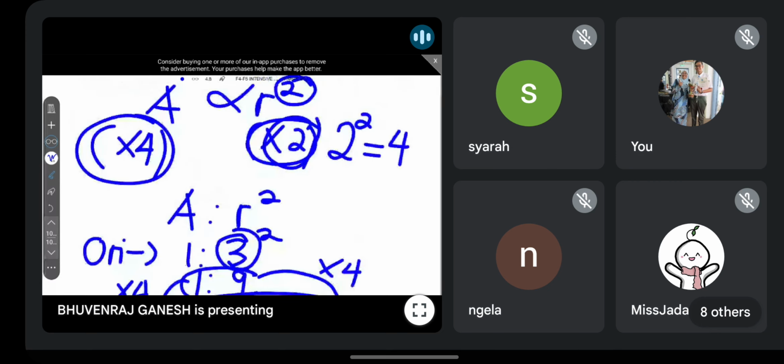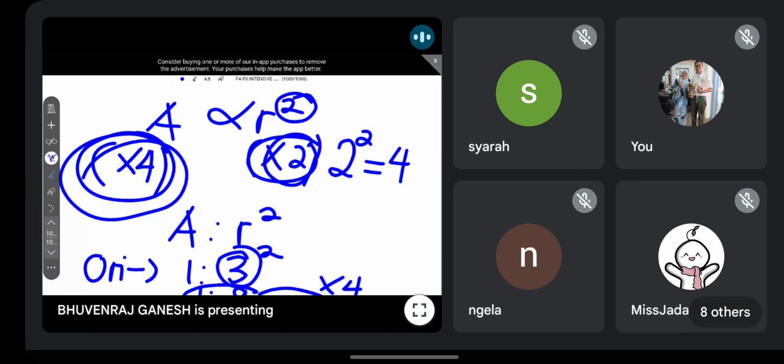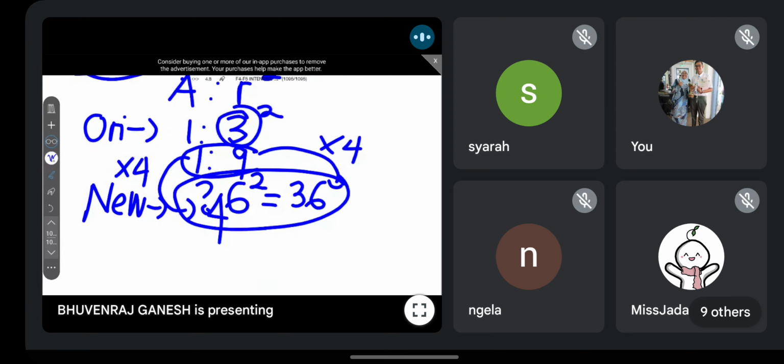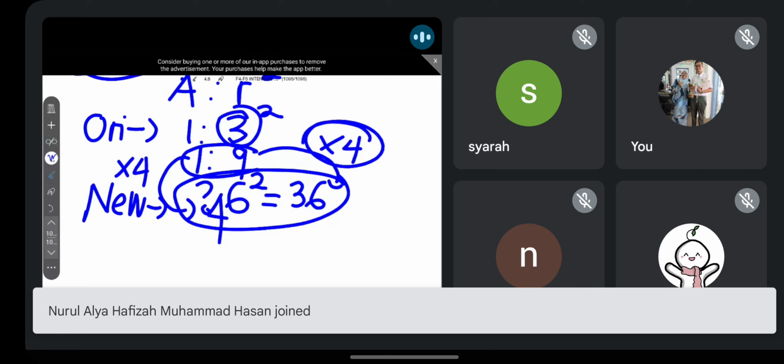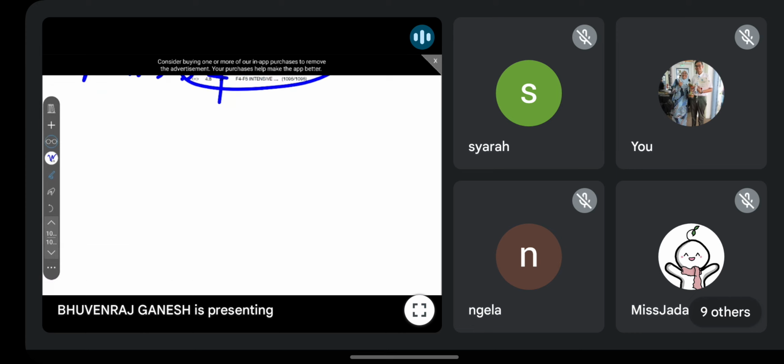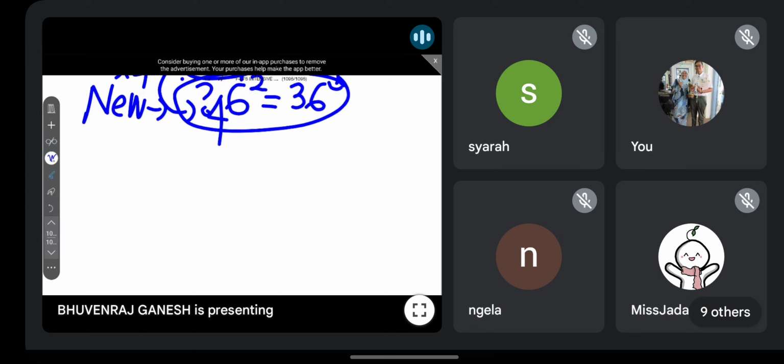So, do you all understand now why the answer is 4 times? This is the reason. You can give an example. You just put a random number. You can understand already. Okay, if you only see this, maybe you get a bit confused. That's why I show an example with numbers. So that's why the change here is times 4. That's why A increased by 4. 4 times. From 1, you go to 4 means you multiply by 4. Okay guys, clear? So this is another type of question under direct variation.